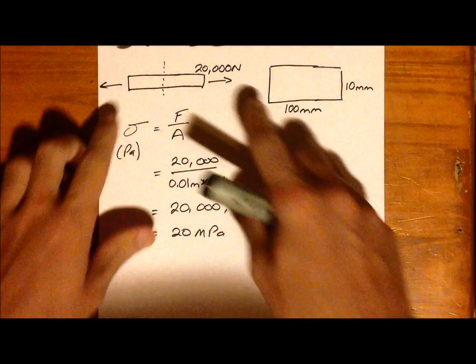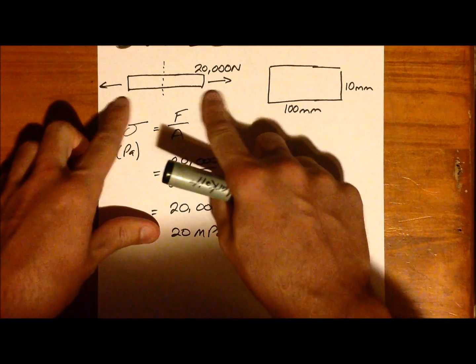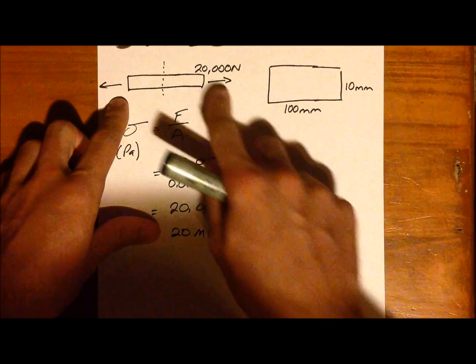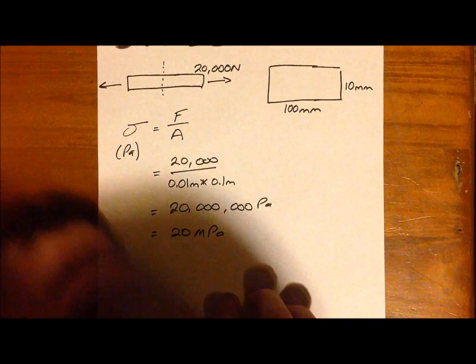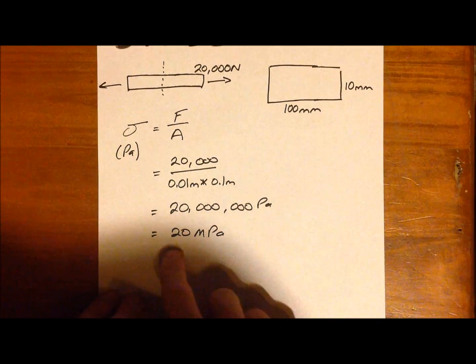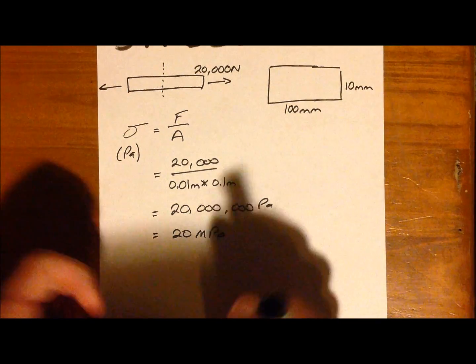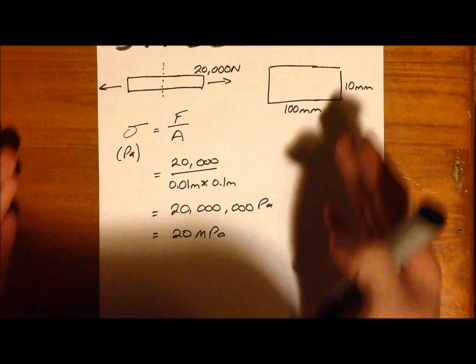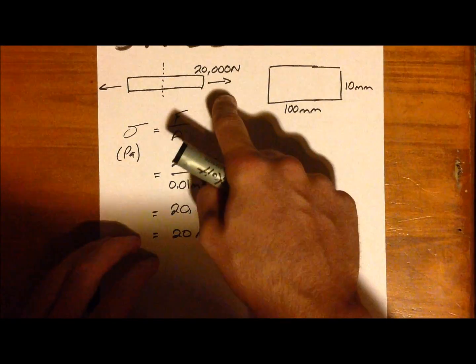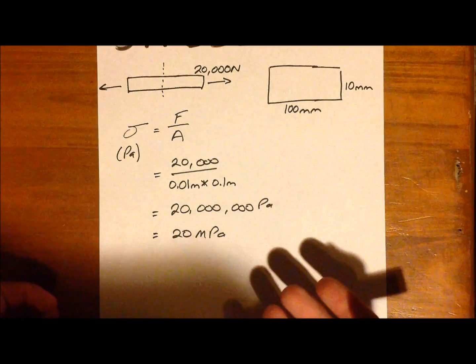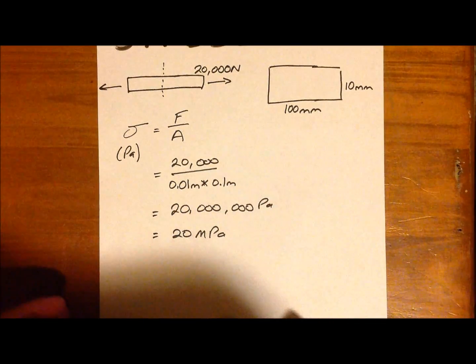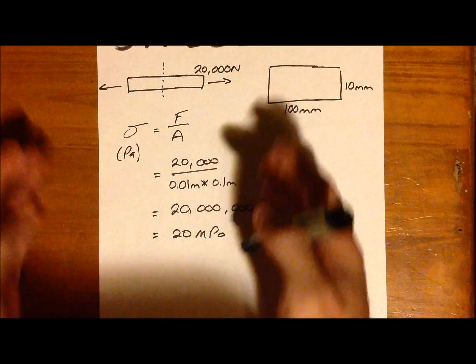Okay, so if we pull this beam apart with this cross-sectional area with 20,000 newtons, it will experience a normal stress of 20 megapascals, and that makes it stretch. But if we were to push on it with the same amount of force, we would have the same amount of normal stress. It would just be in compression instead of tension.